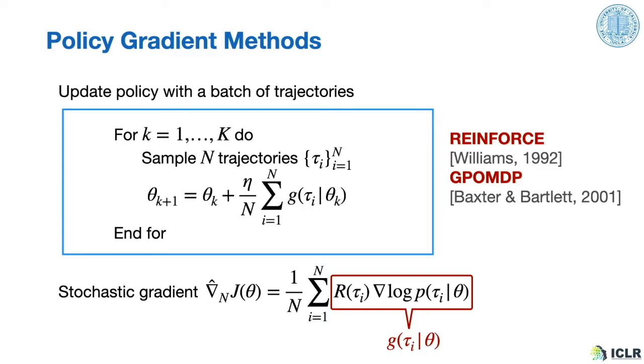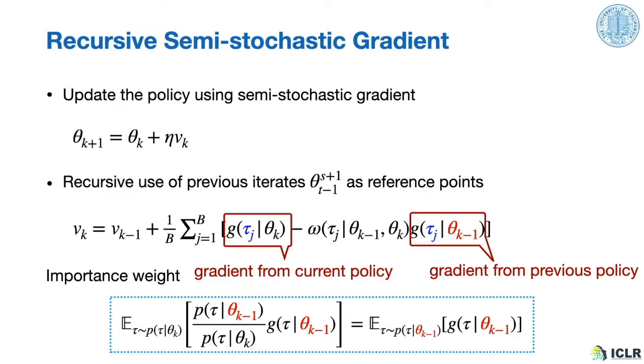However, the high variance of this stochastic approximation often restricts the performance and stability of the policy gradient methods in practice. In this work, we propose to update the policy parameter using a recursively defined semi-stochastic gradient, Vk. It is defined based on three terms.